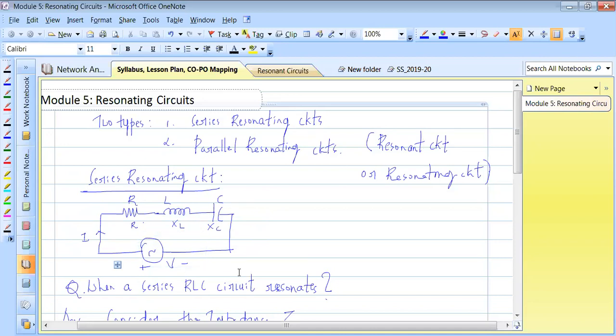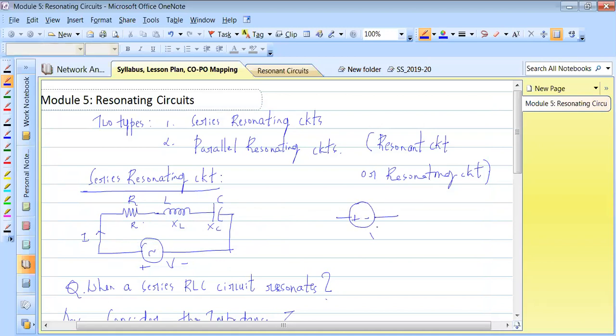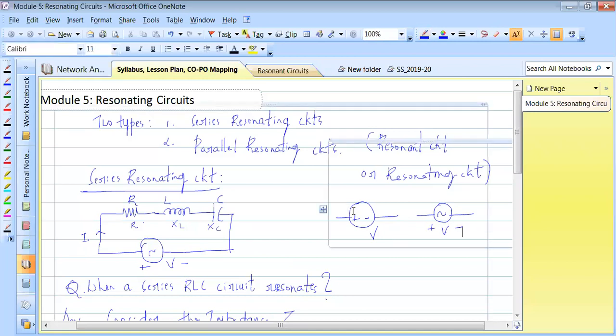Yesterday I was asking you, we have two types of voltage sources. How can we denote that? See here. One voltage source would look like this. Another voltage source would look like this. What is the difference? Can anybody unmute yourself and tell me what is the difference between the voltage source that I have written here and the voltage source that I have written here?